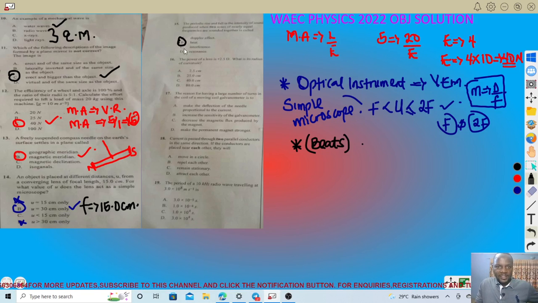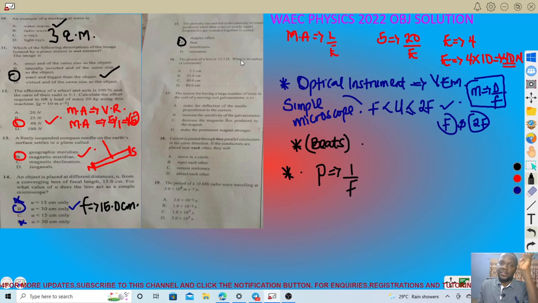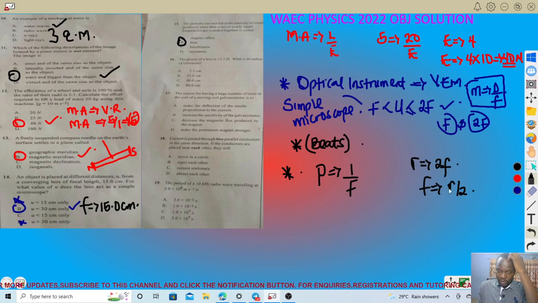The next says the power of a lens is positive 2.5 diopters. What is its radius of curvature? We have talked about power of a lens under optical instruments. The power of a lens is inversely proportional to the focal length and it is measured in diopters. Be careful about this question: radius of curvature. You also know that radius of curvature is twice the focal length. So I can say F is half of the radius of curvature, and substitute: the power of the lens will be 1 over R by 2.